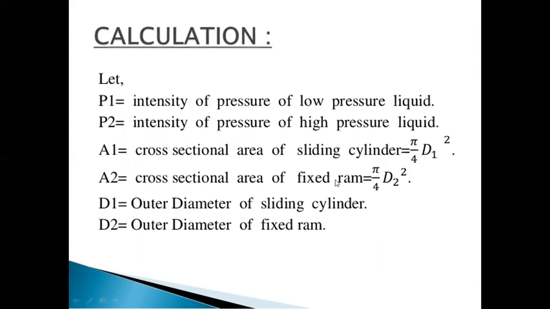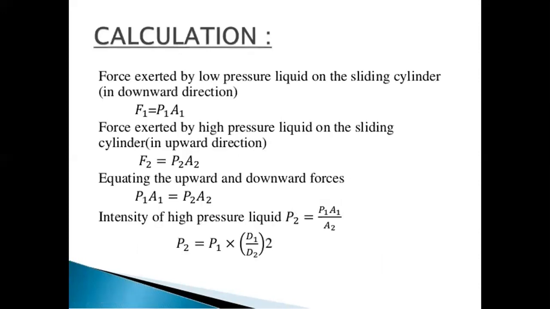A2 is the cross sectional area of the fixed ram, pi by 4 d2 square, where d1 is the outer diameter of the sliding cylinder and d2 is the outer diameter of the fixed ram. Now, the force exerted by the low pressure liquid on the sliding cylinder in the downward direction will be P1 into A1, force upon area, it cancelled, you will get F1. The force exerted by the high pressure liquid on the sliding cylinder in the upward direction will be F2 is equal to P2 into A2.